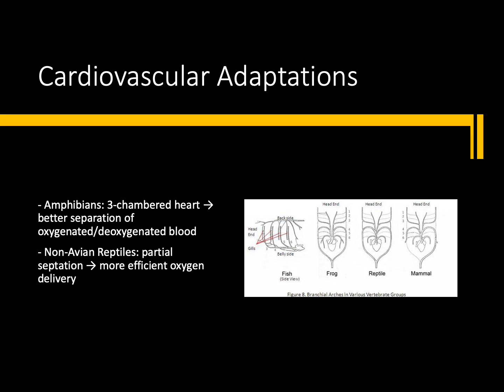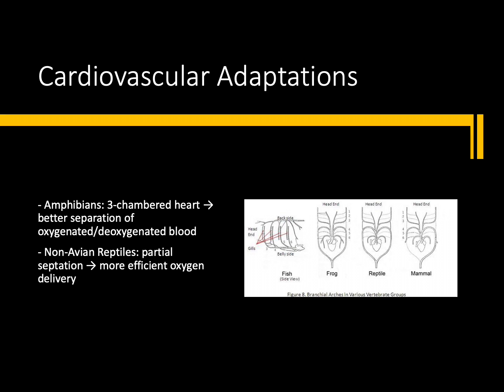On this slide, we're going to discuss cardiovascular adaptations. This covers the three-chambered heart and how it allowed better separation of oxygenated and deoxygenated blood, and in non-avian reptiles partial separation for more efficient oxygen delivery.